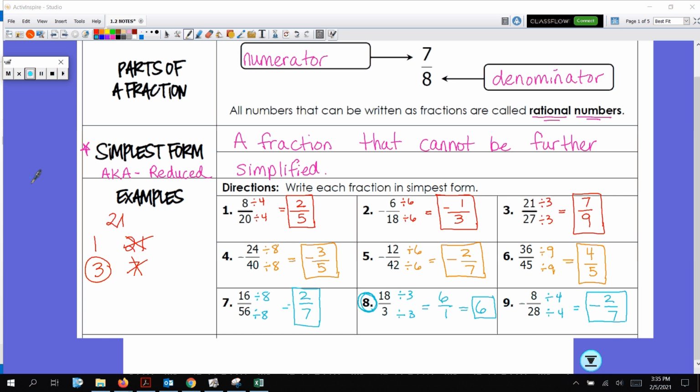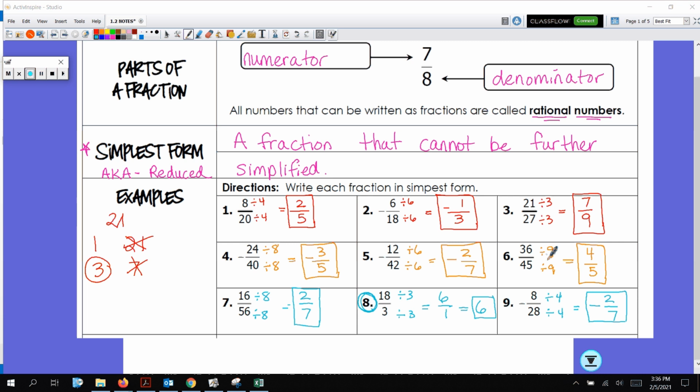So I did 4, 5, and 6 in orange, okay? The greatest common factor in 4 was 8. So my fraction in its simplest form is negative 3 over 5. Then for number 5, my greatest common factor is 6. I divide my numerator and denominator by 6, and I get my fraction in its most simplest form is negative 3 over 2. And number 6, my greatest common factor was 9, so I reduced my fraction by 9, and I got 4 over 5. Then for 7 through 9, I decided to change the color to blue, because why not?